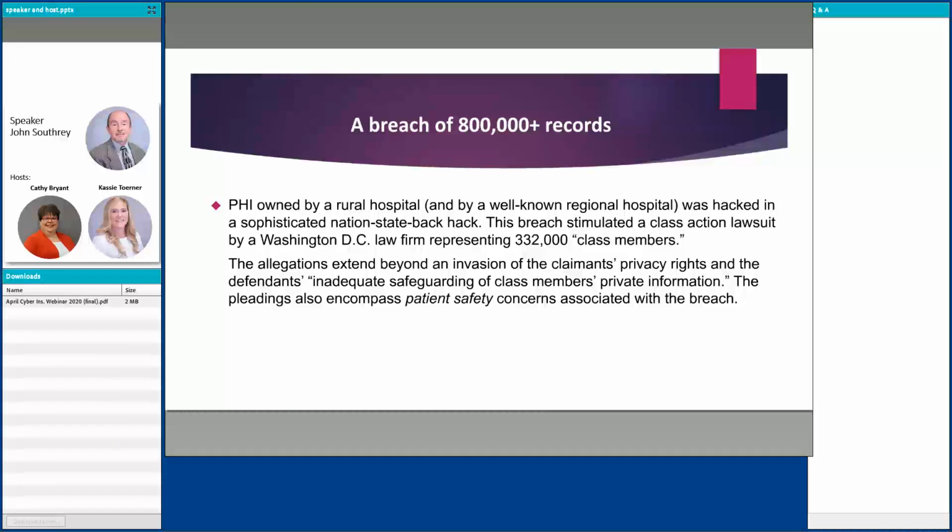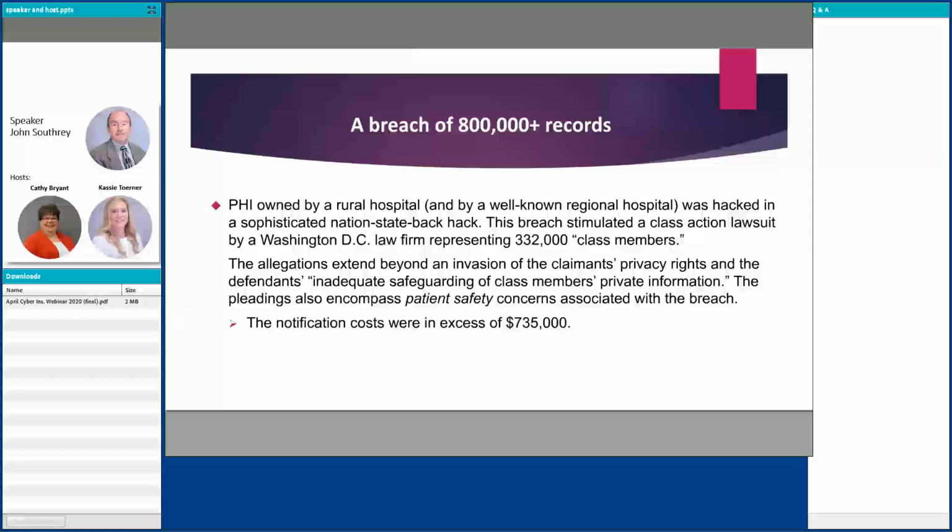Originally, the hospital thought it only affected 3,600 patients, but after they hired an IT forensics firm to do an investigation as to the causation of the breach, they determined that no, it was almost over 800,000 members, the entire patient population history that they had in a database, and it resulted in having 2 notifications that had to go out. The allegations extended beyond just an invasion of the privacy rights of the claimants and the defendant's inadequate safeguarding of class member private information, but also encompassed patient safety concerns associated with the breach.